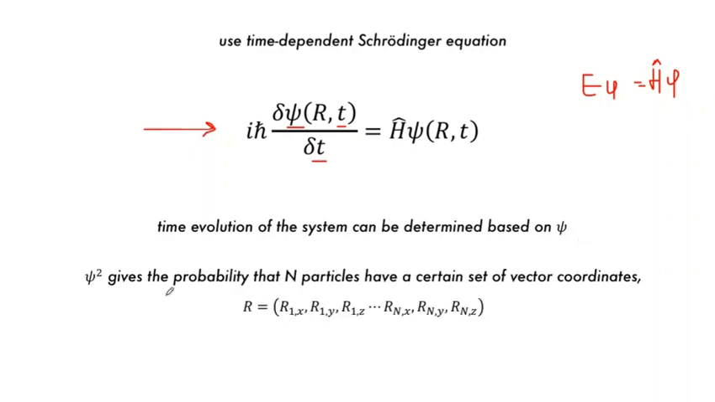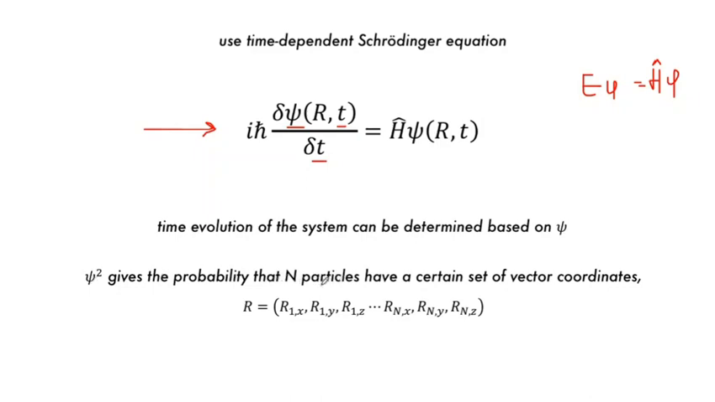So the wave function squared, as we saw back in the UV experiment, gives us the probability that n particles have a certain set of vector coordinates. So this wave function squared gives us the probability of where the n particles would be. These particles, generally speaking, for us will be electrons.